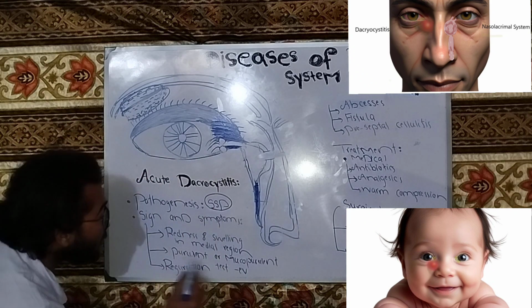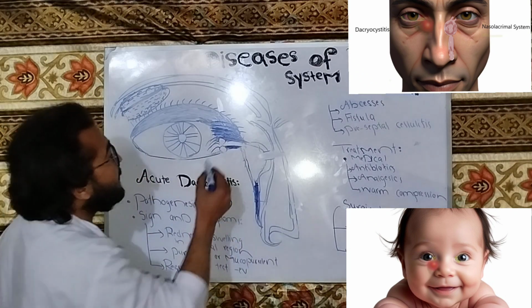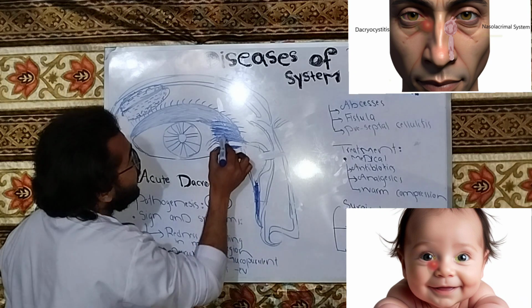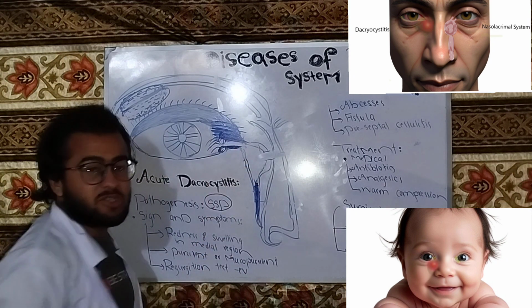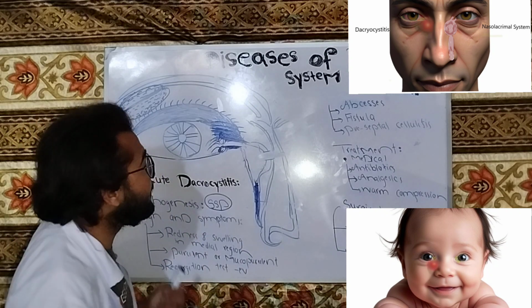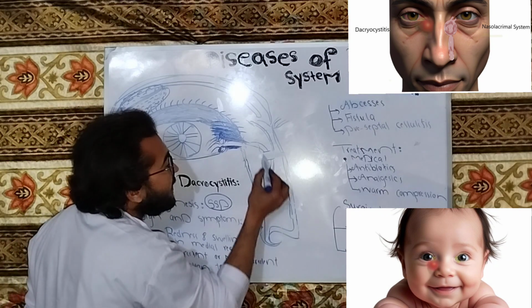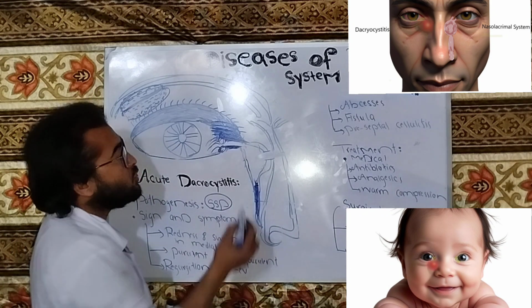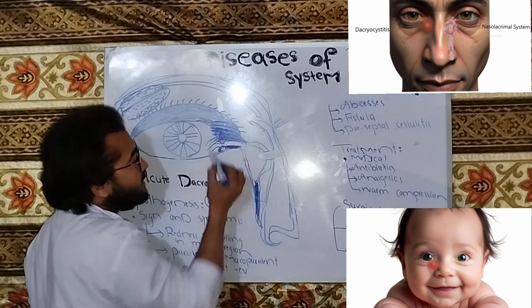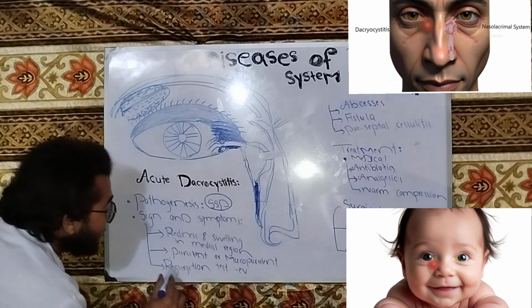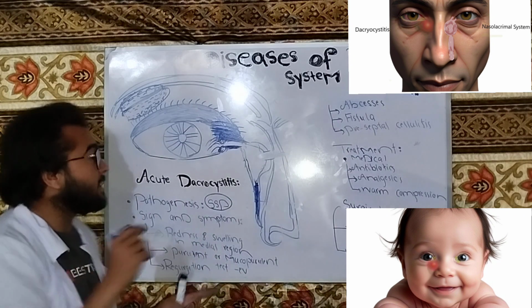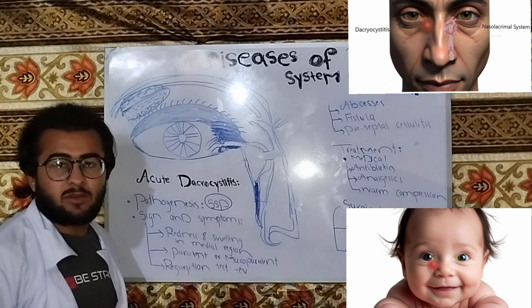There will be purulent or mucopurulent discharge present on the punctum or on the lid margins near the medial canthal region, because there is inflammation and infection, so it will result in discharge. And regurgitation, remember, the regurgitation test shouldn't be performed in acute dacryocystitis. Why?